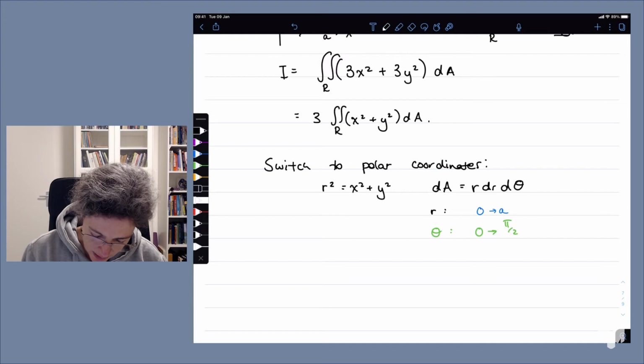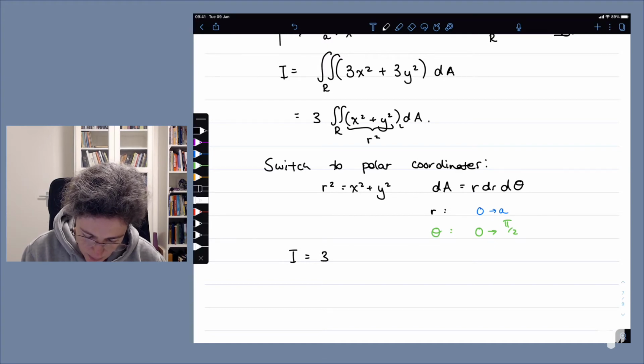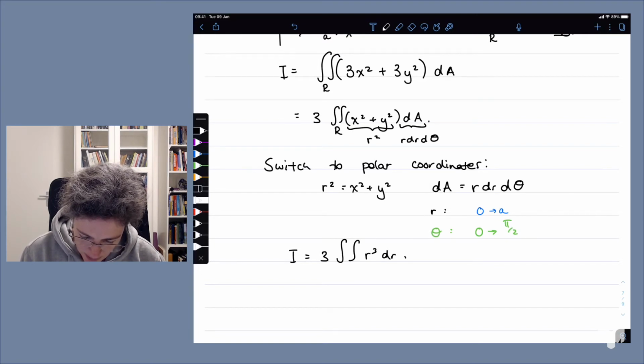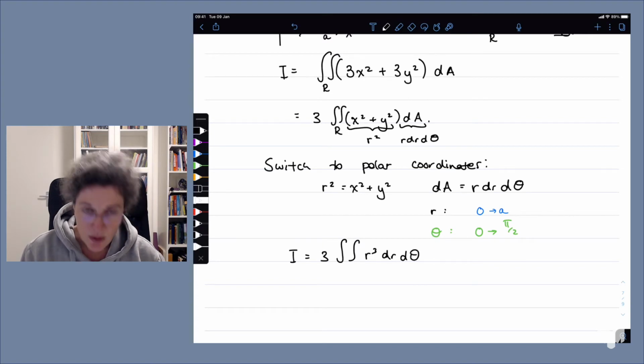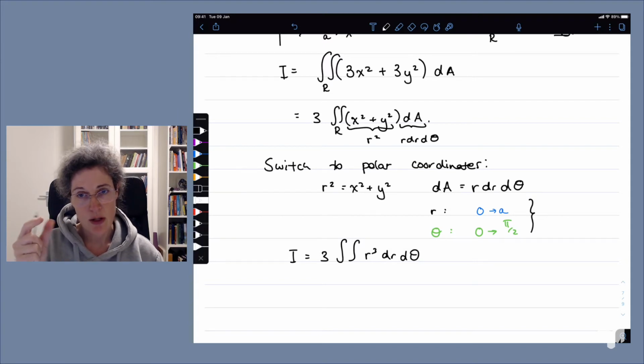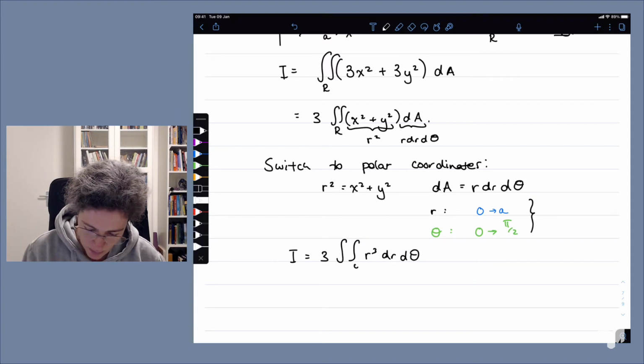So if we put that all together, what do we get? Well, our integral is now 3, and we're going to replace this with r squared. We're going to replace our dA with an r dr d theta, and that gives us an r cubed dr d theta. And we can pick our order of integration because our limits don't depend on each other. So let's do r first, going from 0 to a, and then theta going from 0 to pi over 2.